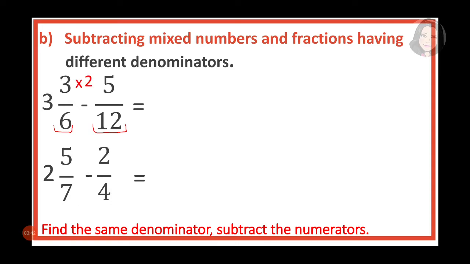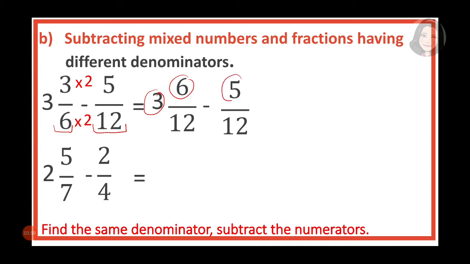So I multiply by 2, and the 5 over 12, I'm going to keep it as it is. So 3 and 6 over 12 minus 5 over 12. Now, what I'm going to do is the 3, I write it as it is, and next to it, I'll subtract 5 from 6.